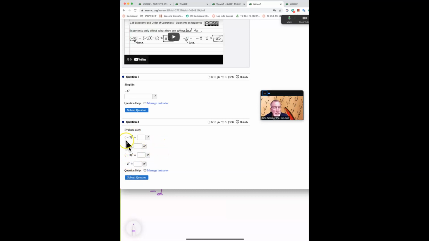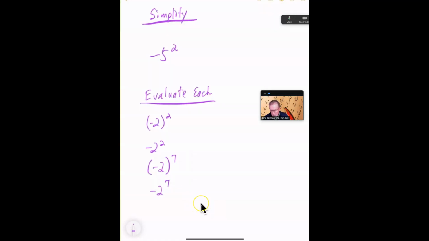So in reading these, we're going to have to take some of the PEMDAS rules into account. These parentheses become very important in how we evaluate these expressions. So let's take a look at these in a little more detail on the tablet. The first problem is -5 squared.